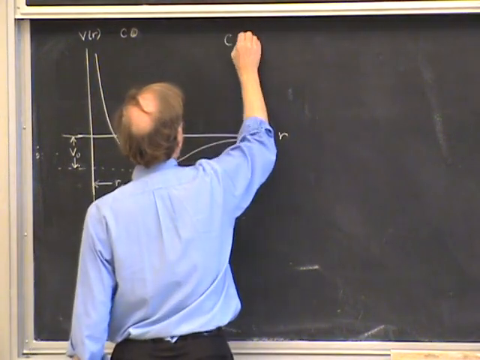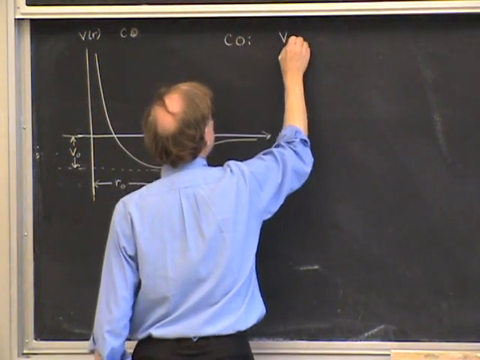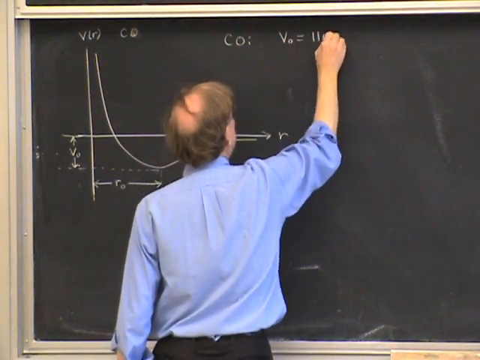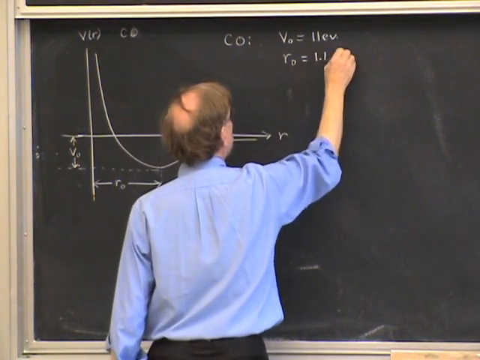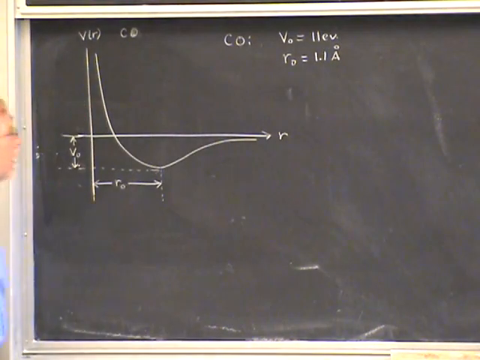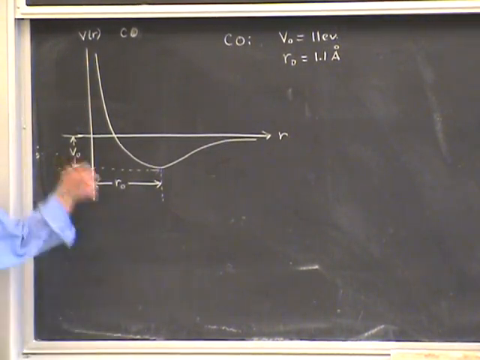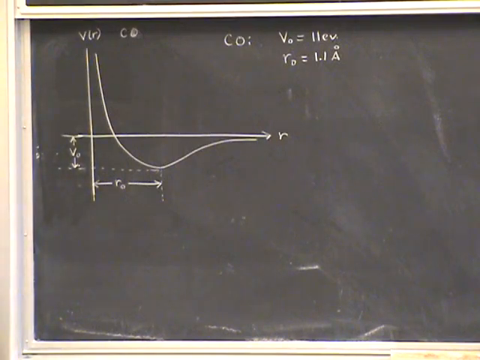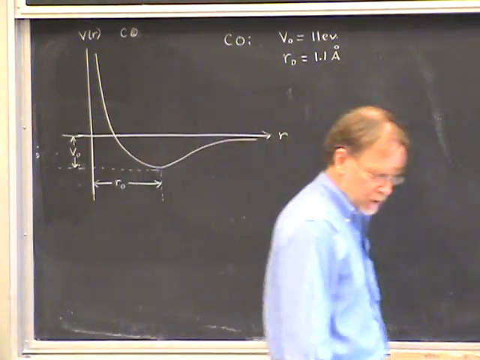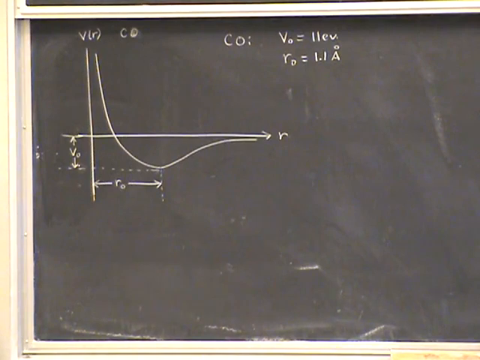In the case of the carbon monoxide molecule, it turns out that V0 is about 11 electron volts, and R0 is about 1.1 angstroms. Other molecules have different numbers. But very roughly, they're all of the same order of magnitude. There are some variations, but these are fairly typical numbers.